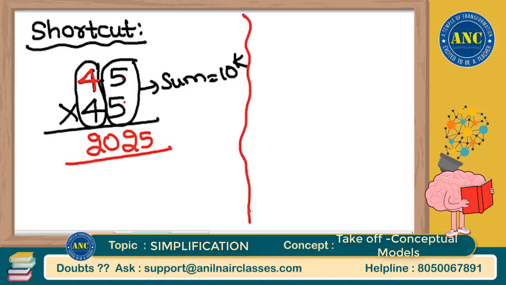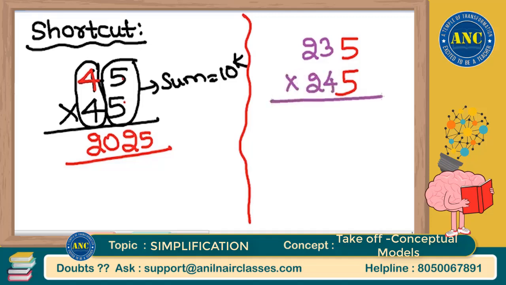Suppose for example, again there are two numbers which are ending with 5. Listen carefully, sir. Suppose for example I have 235. I have 245. What is the difference between these two numbers? Difference between these two numbers is 10, provided the numbers are ending with 5. This is very important. 235 and 245 difference is 10, provided the numbers are ending with 5.